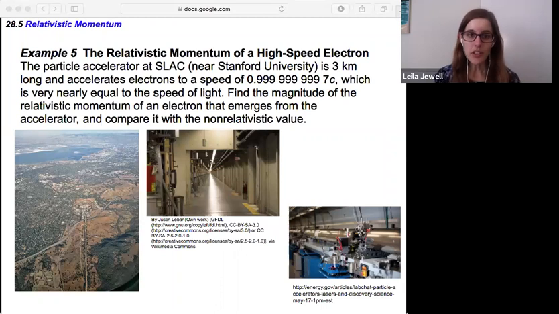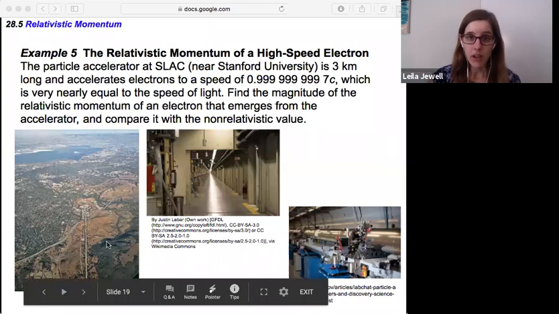So let's look at an example of this, the relativistic momentum of a high-speed electron. The particle accelerator at SLAC, which used to stand for Stanford Linear Accelerator Center, and that's near Stanford University, very close to here, is 3 kilometers long, accelerates electrons to a speed of 0.999999997 c, which is very nearly equal to the speed of light. Find the magnitude of the relativistic momentum of an electron that emerges from the accelerator and compare it with the non-relativistic value.